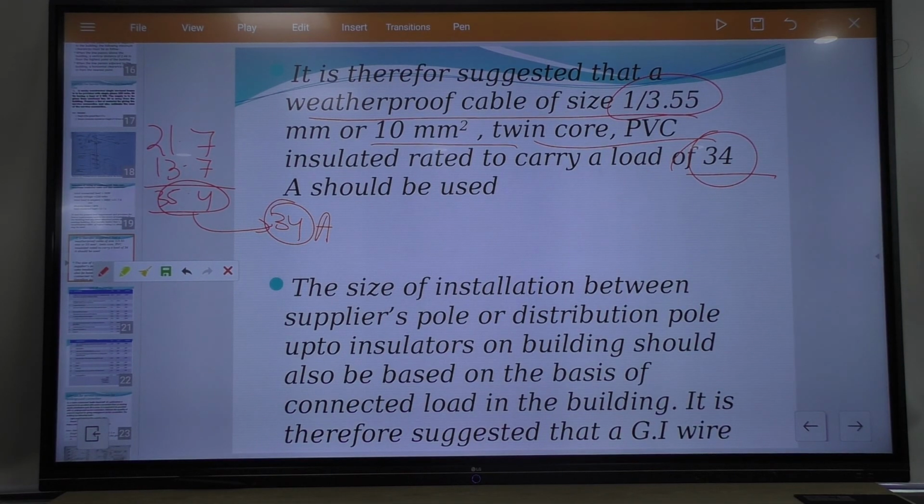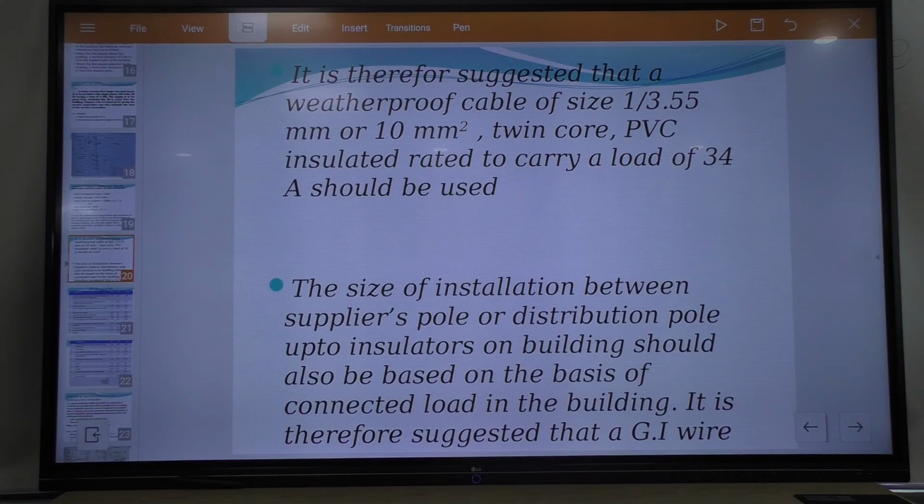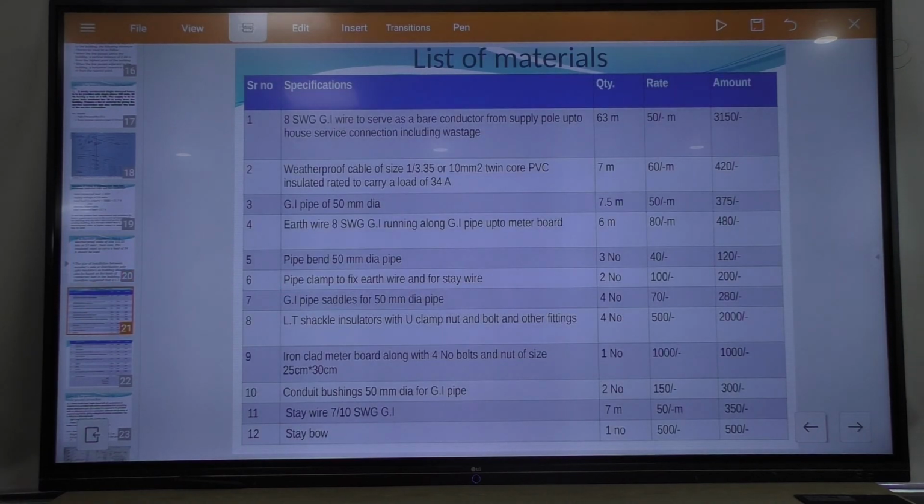on the basis of connected load in the building. It is therefore suggested that GI wire of 8 SWG be used.